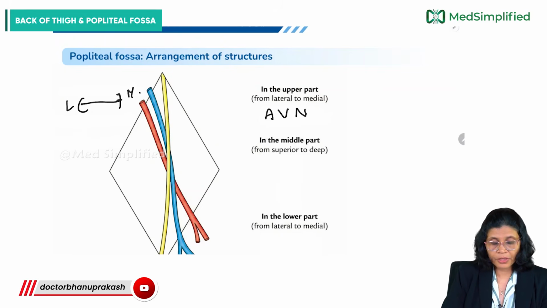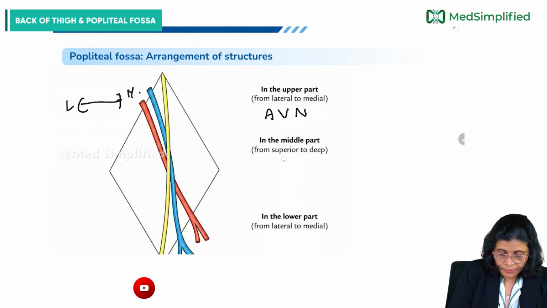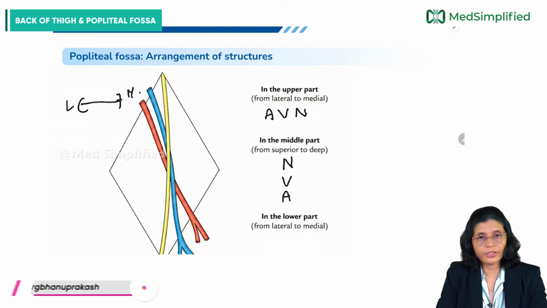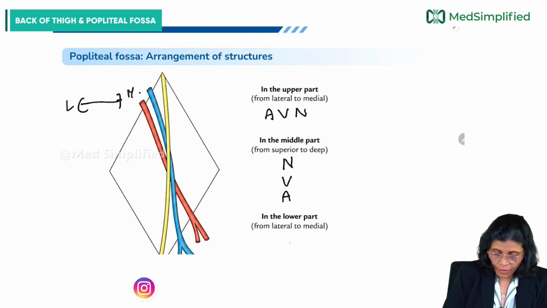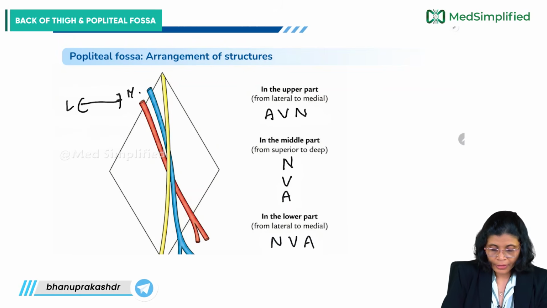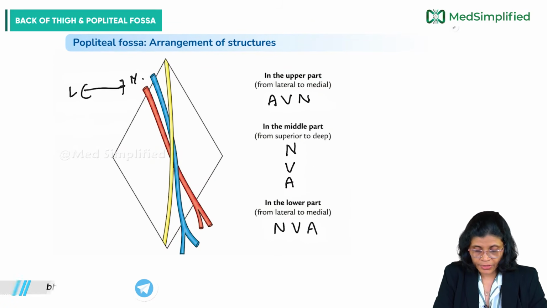In the middle, from superficial to deep, if we go, it is nerve, vein, artery. Or you can also say from anterior to posterior, artery, vein and nerve. That is anterior in anatomical position when we take. In the lower part, from lateral to medial, it will be the other way round, that is nerve, vein and artery. So this is the arrangement of the three main structures in the upper part, middle and lower part of the popliteal fossa.